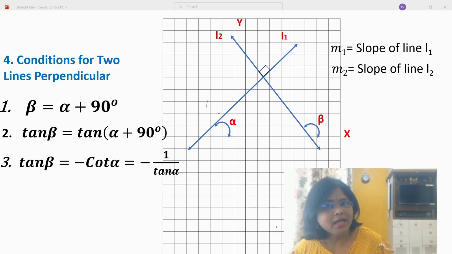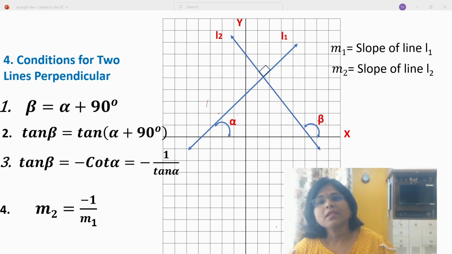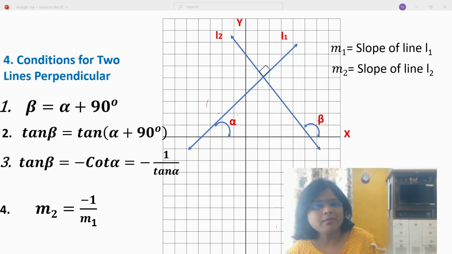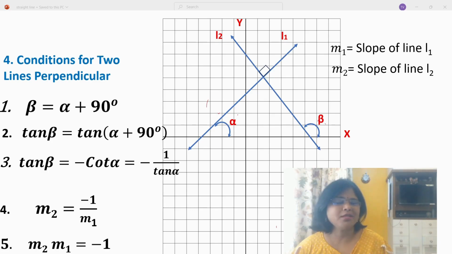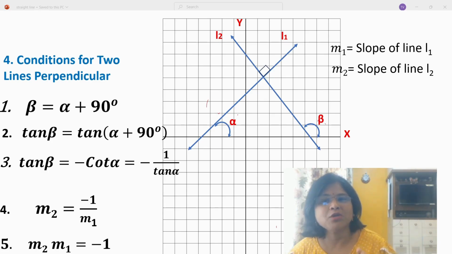We know tan beta is what? The slope of line L2, that is M2, and tan alpha is what? The slope of line L1, that is M1. And therefore, in terms of slopes, we can write this as M2 equal to minus 1 by M1. Here, M1 we can take on the side of M2 and therefore we can write it as M2 into M1 equal to minus 1.